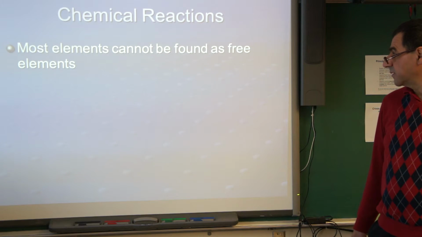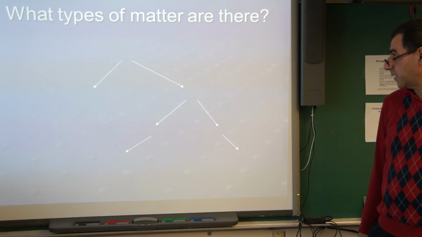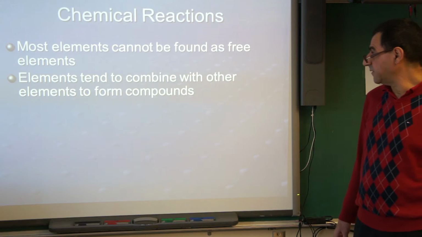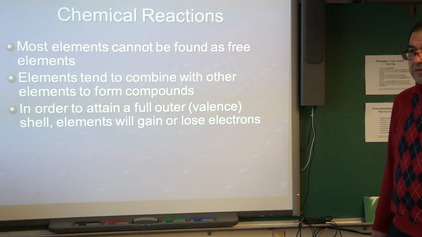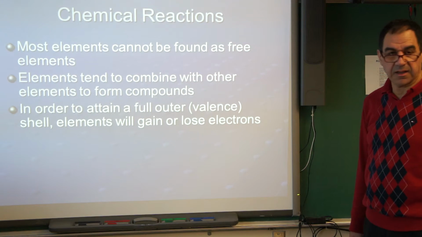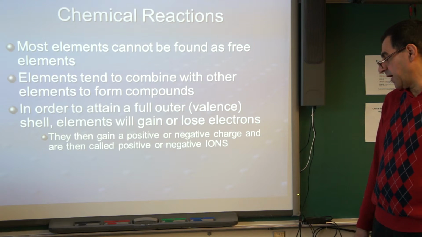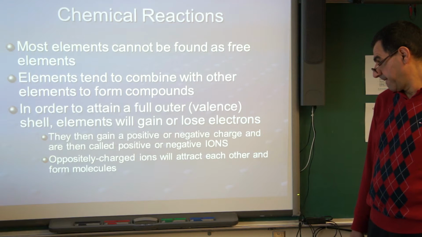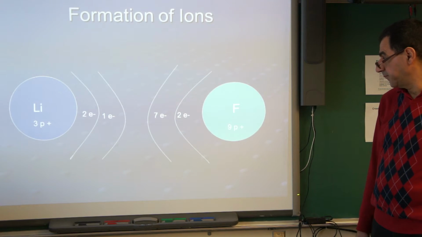Chemical reactions: most elements cannot be found as free elements, and they combine with other elements to form compounds. In order to attain full valence electrons, and that is the goal, they react with other atoms in order to gain a full outer shell. They gain a positive or negative charge, and are then called positive or negative ions. Oppositely charged ions will attract each other and form molecules.